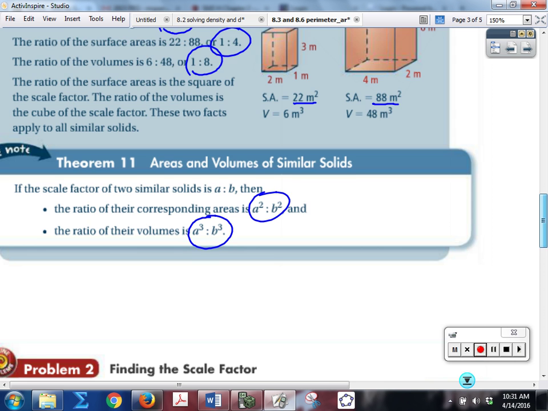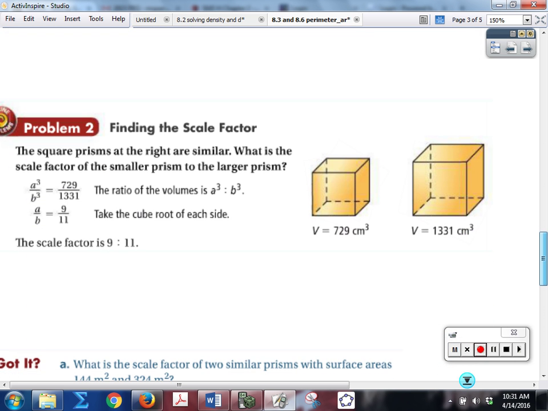So the ratio is this. And it wants you on this one to do the smaller one and then the bigger one, so we'll put the smaller one on top. These are the volumes, so they're in cubic units. So to get back to the scale factor, you cube root them. And so the scale factor would be 9 to 11.